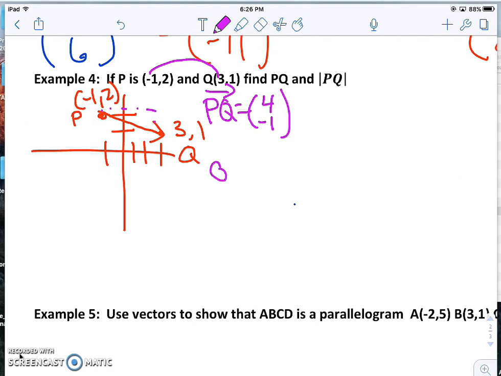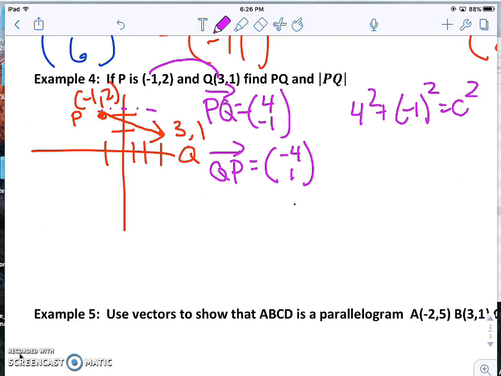If we had said Q to P, going the other way, we would say we go backwards 4 and up 1. And then it says the magnitude. Well, 4 squared plus -1 squared equals c squared. So we have the square root of 17.